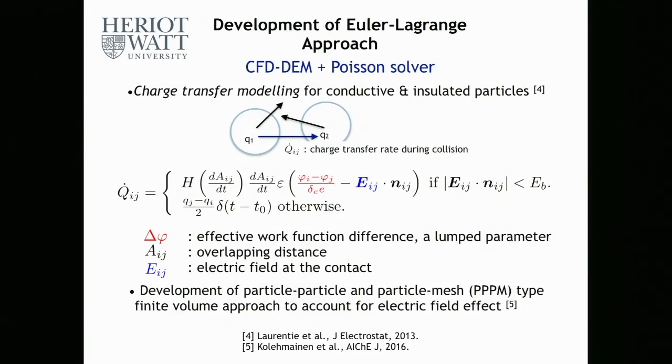So this is our charge transfer model. There are 2 particles here, Q1, Q2, and the charge rate between them is given by this equation. In this equation, one parameter is the overlapping distance. Here there is a Heaviside function. It means that we will take into account charge transfer when the particles are approaching each other during the collision.